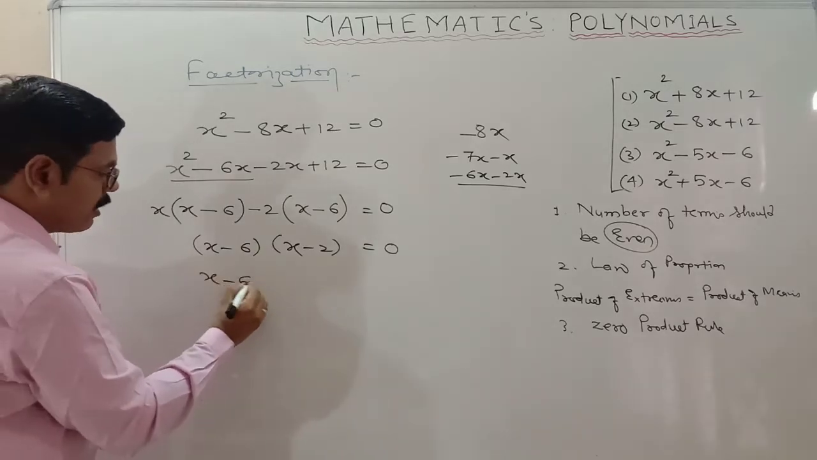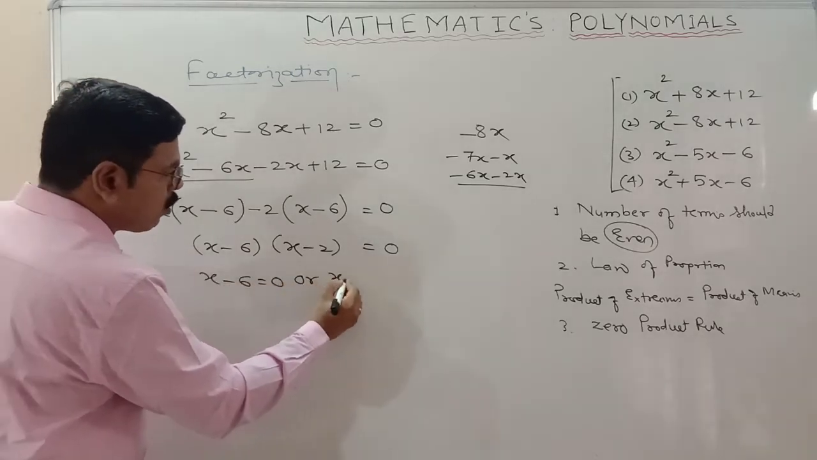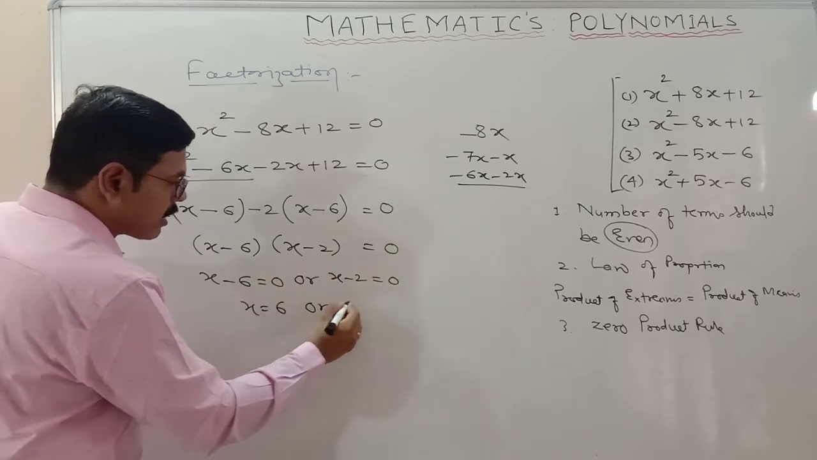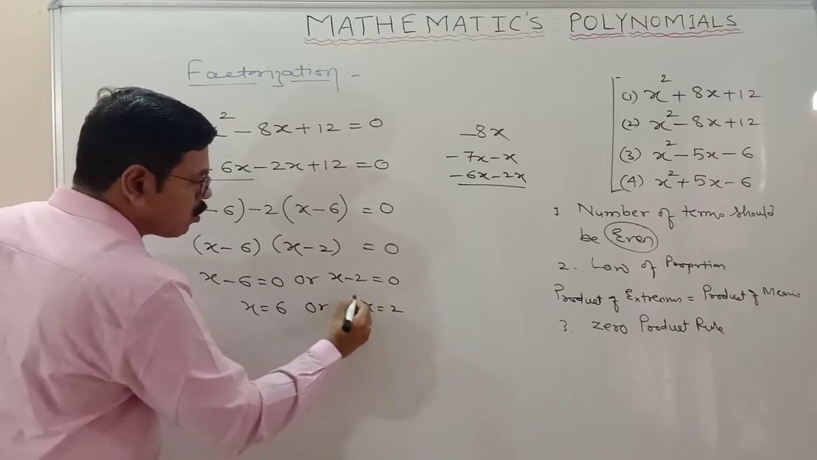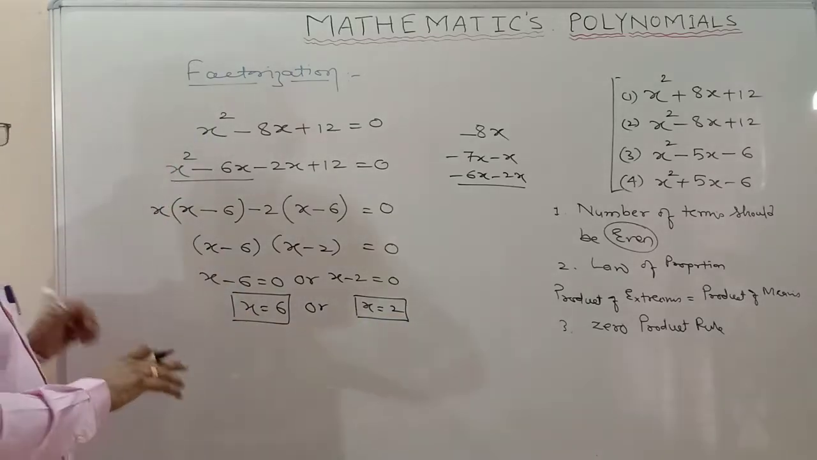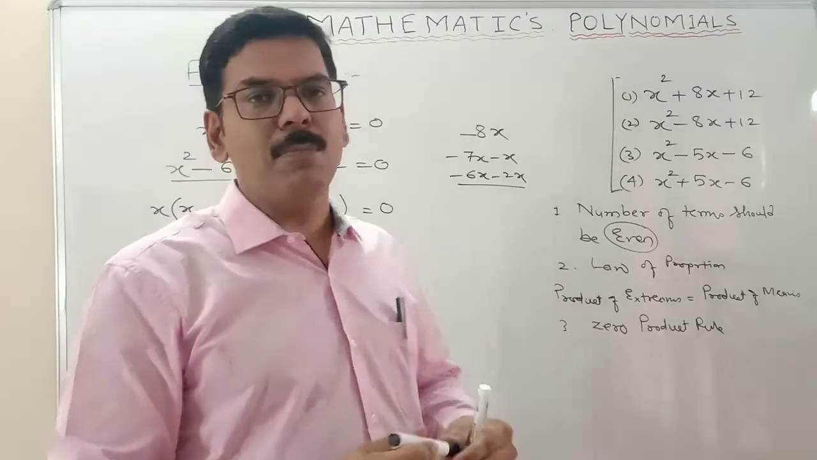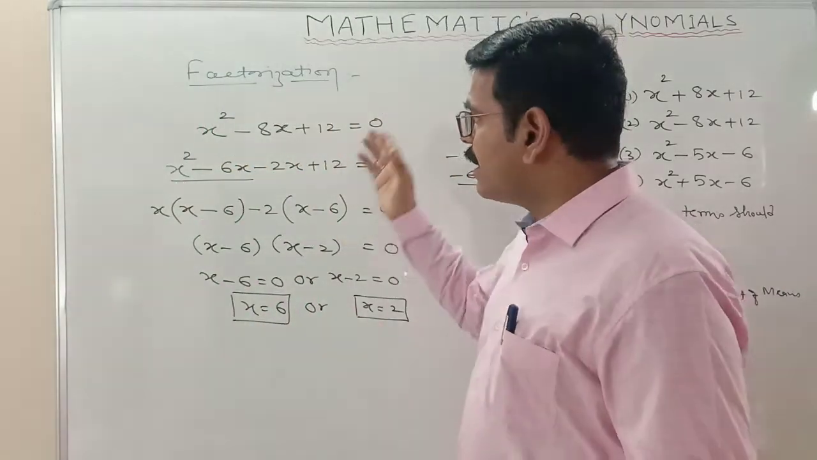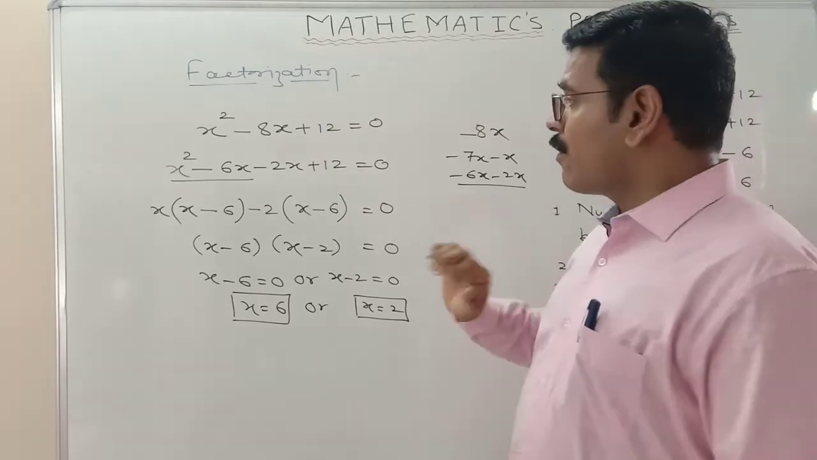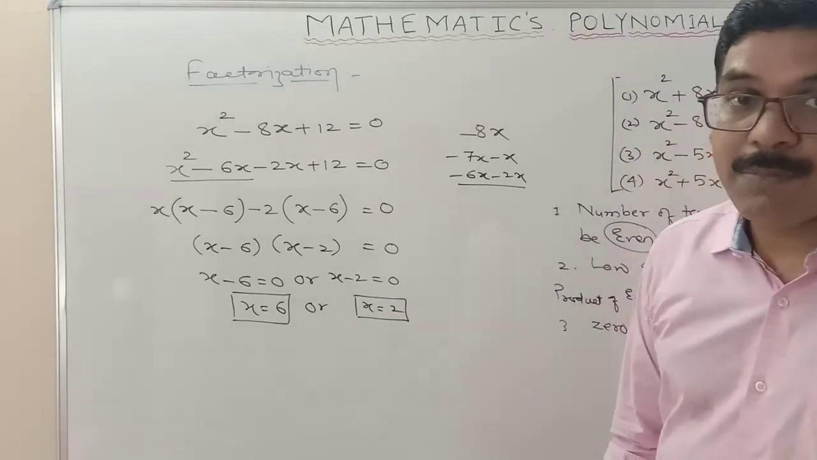Zero product rule, that is x minus 6 is equal to 0, or x minus 2 is equal to 0. x is equal to 6, or x is equal to 2. Is there any doubt? I don't think you have any doubt. That is the simplest form. Again, I will say that it is the simplest method for finding the roots of a quadratic equation. This was the second case.